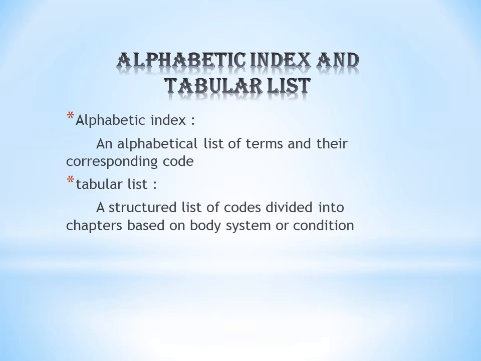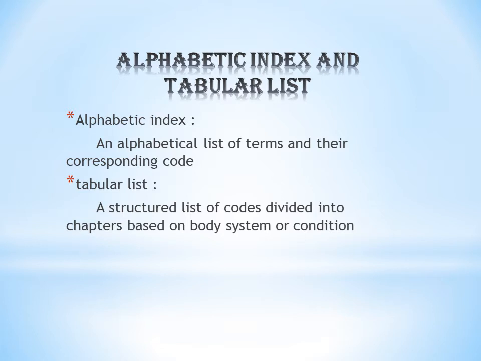So the first one, alphabetic index. What is the alphabetic index? An alphabetical list of terms and their corresponding codes. The alphabetic index is basically a kind of dictionary. The way you pick up words from a dictionary is similar to the way you pick up codes from the alphabetic index. So if you get a diagnosis, what you have to do first is go to the ICD-10-CM book's alphabetic index and search for that particular diagnosis.